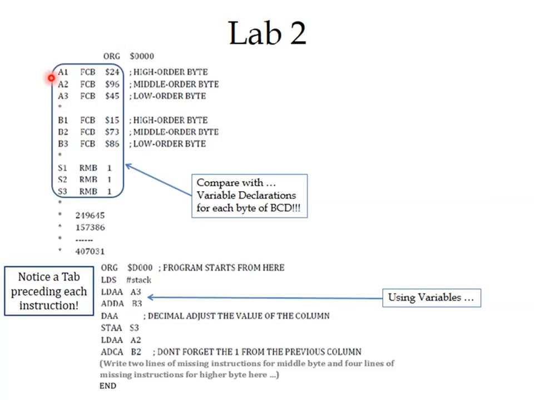So basically A1, A2, A3, these are like variables. To make it simple, think of them just like C++ variables. Whenever you are writing A1, your microprocessor, your program knows that you are actually writing 24. You see what I'm saying? When you are writing A2, your computer knows you are writing 96. When you are writing A3, your program knows you are writing 45. Okay, now my first number is 249645. My second number is actually 157386. So similarly, I save the second number as B1, B2, B3.